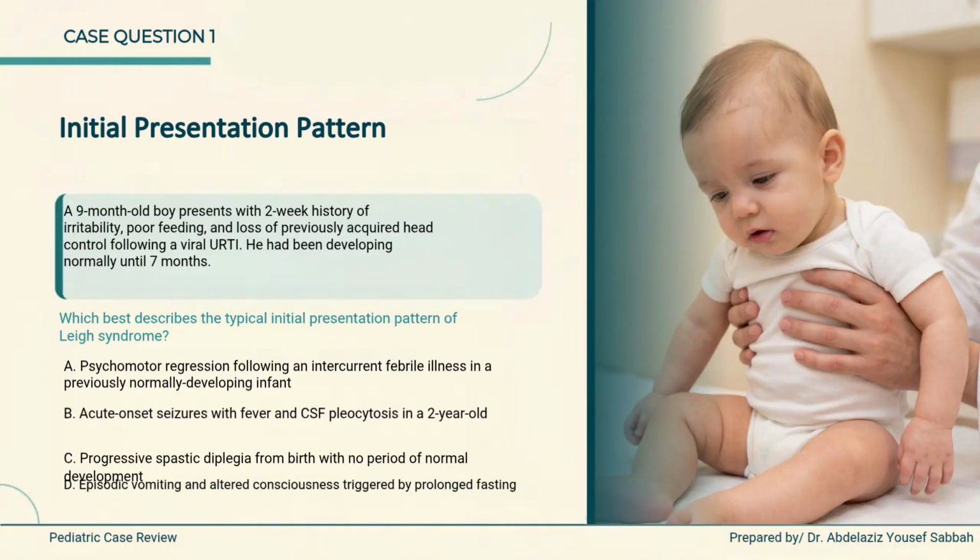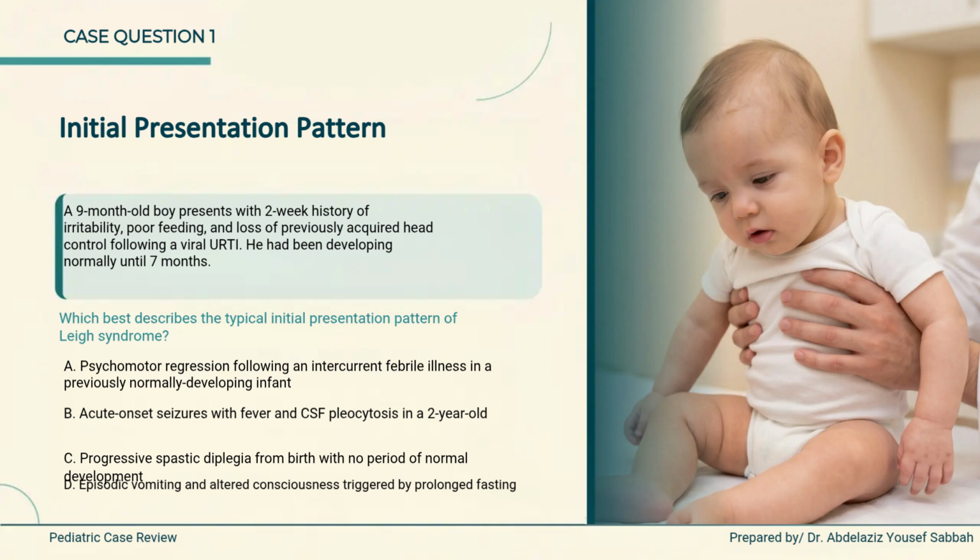Case question 1. A 9-month-old boy presents with a 2-week history of irritability, poor feeding, and loss of previously acquired head control following a viral upper respiratory tract infection. He had been developing normally until 7 months of age. Which best describes the typical initial presentation pattern of Leigh syndrome?